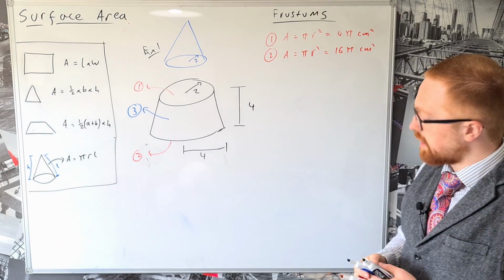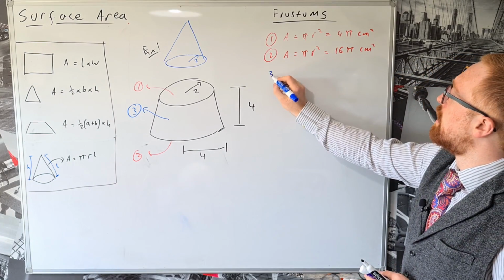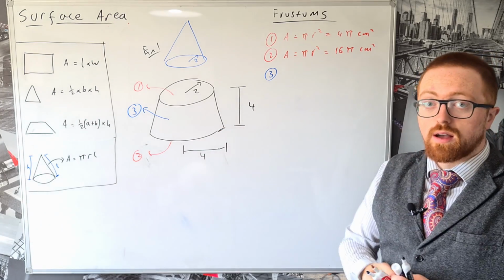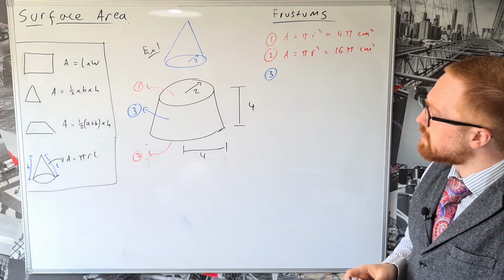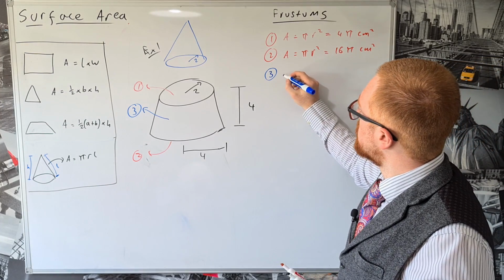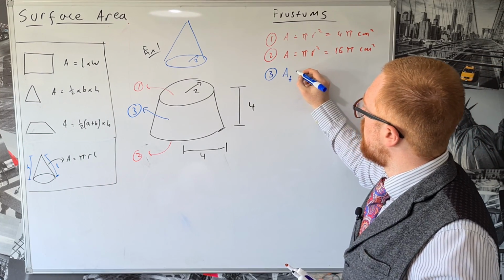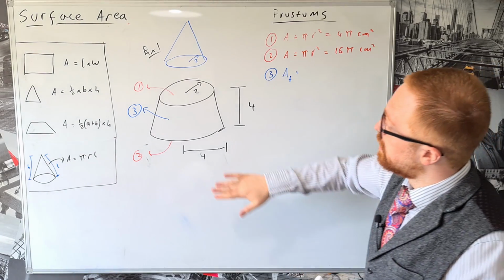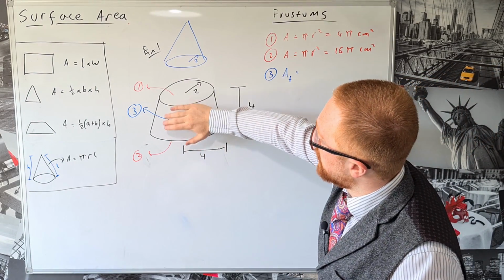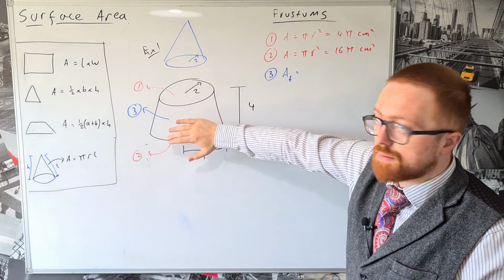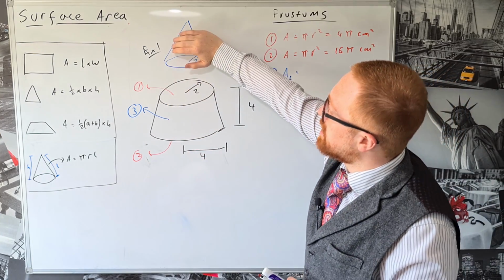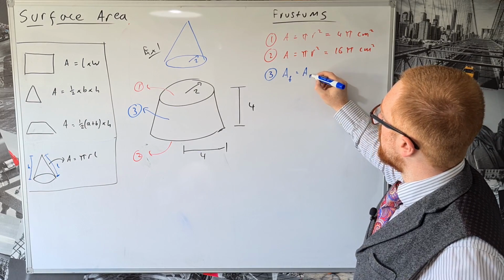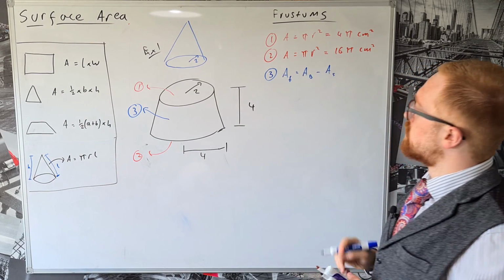Okay, so let's have a quick think then about how we can work out the surface area of 3. So if we've got a frustum, and the surface area of the frustum, it's the same strategy we used in the volumes video. We work out the curved area of the whole cone, and then we take away the curved area of the small cone. So it's the big area minus the small area.